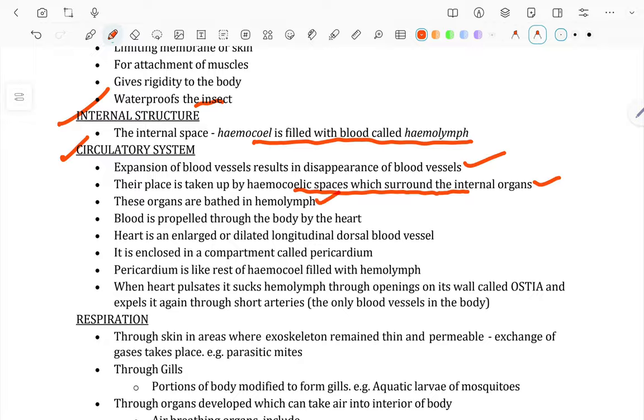Blood is propelled through the body by the heart. Heart is an enlarged or dilated longitudinal dorsal blood vessel. It is enclosed in a compartment called pericardium. Pericardium, like the rest of the hemocoel, is filled with hemolymph. When the heart pulsates, it sucks hemolymph through openings on its wall called ostia and expels it again through short arteries, the only blood vessels in the body.